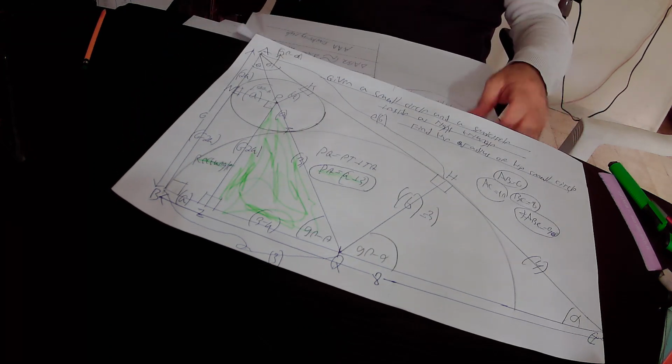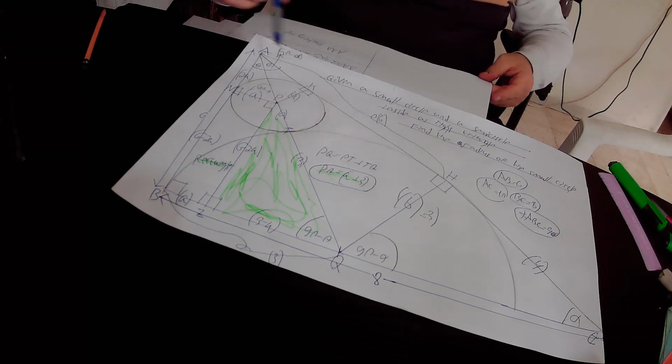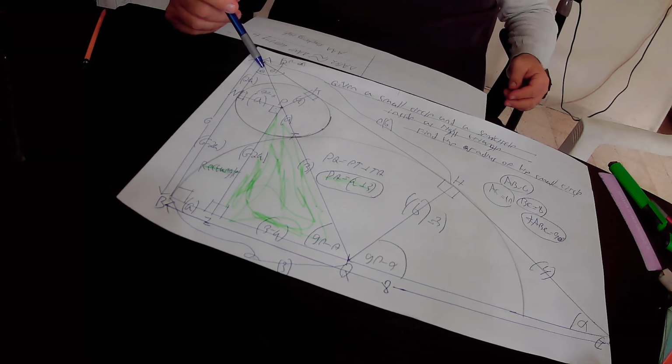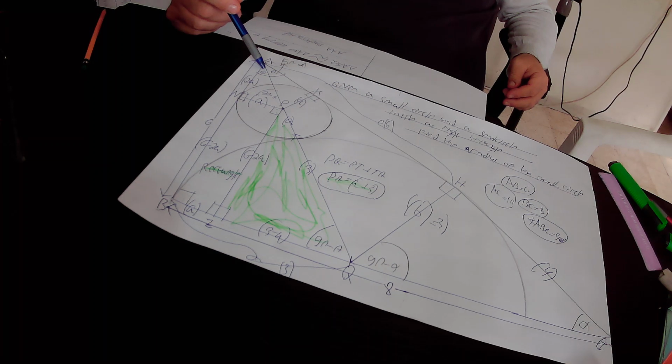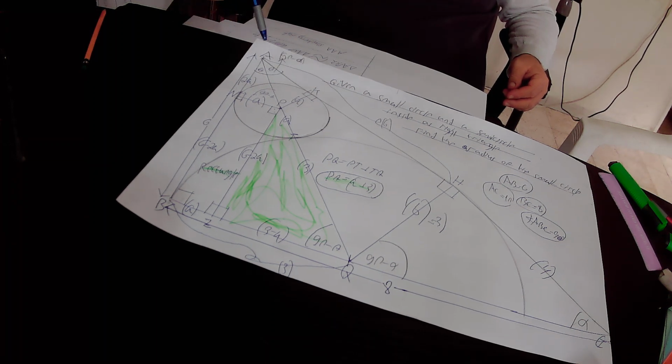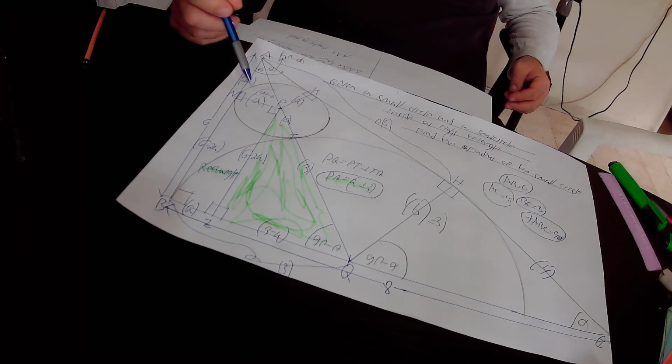So if you focus on this right angle AQB, this is angle theta, that is a common angle that belongs to both angles. Angle theta belongs to the big right angle ABQ, and angle theta also belongs to this small right angle ANP.